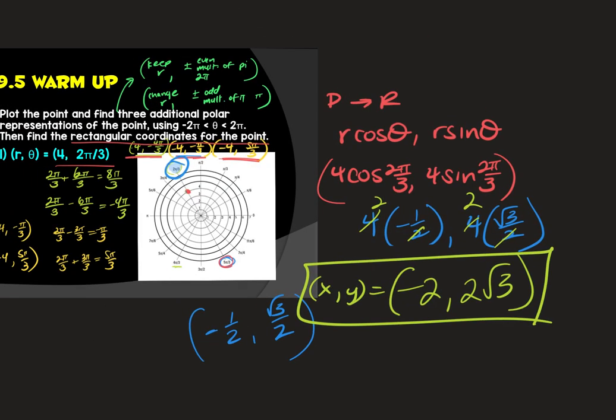And if you plotted that again, if you plotted it on a rectangular coordinate grid, if you overlapped a rectangular coordinate grid over your polar, they should line up. It should be the same point.